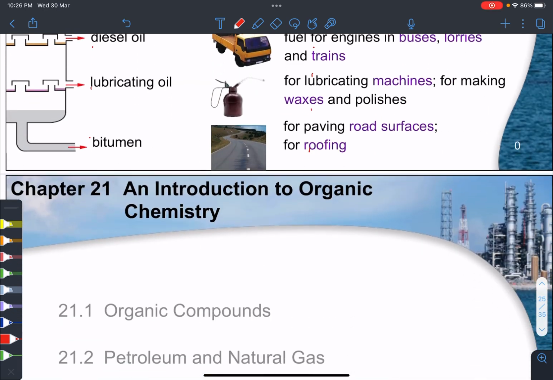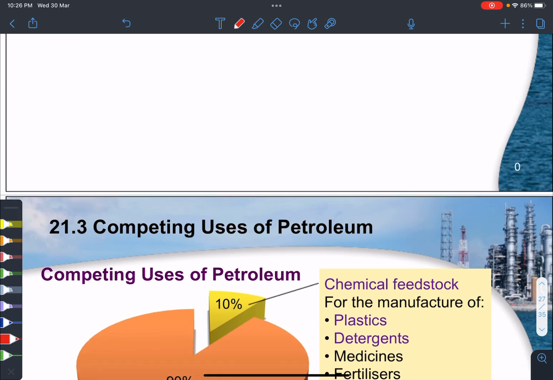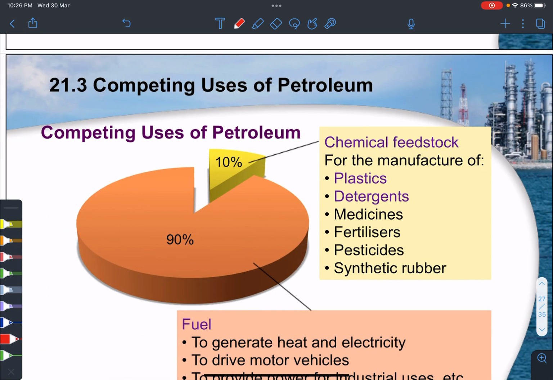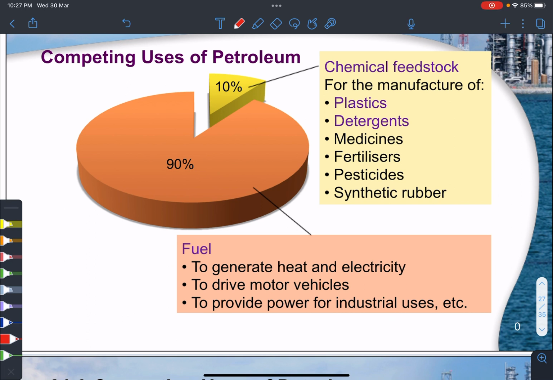Alright, next. You need to know the competing uses of petroleum. Competing uses of petroleum? What is this? Honestly, when I think of petroleum, I think of oil. Oil means burn for energy. That is what you will think, and I won't blame you for that. And that is generally true.